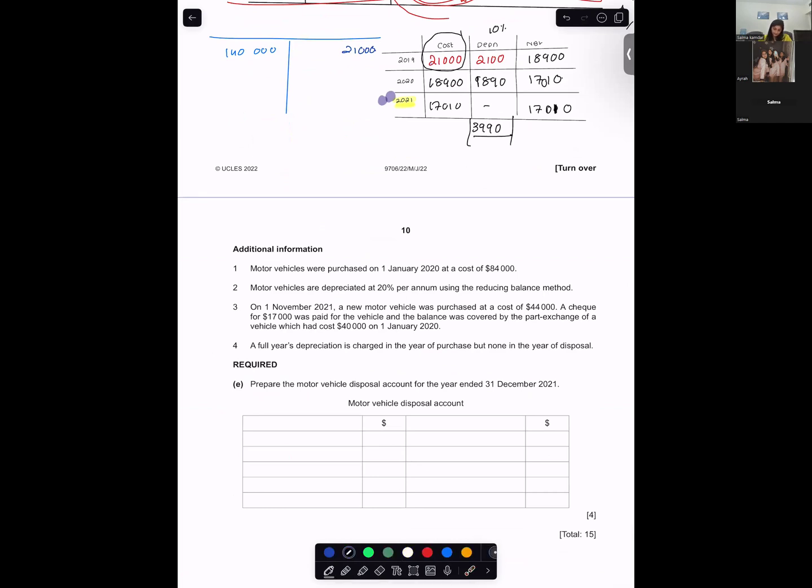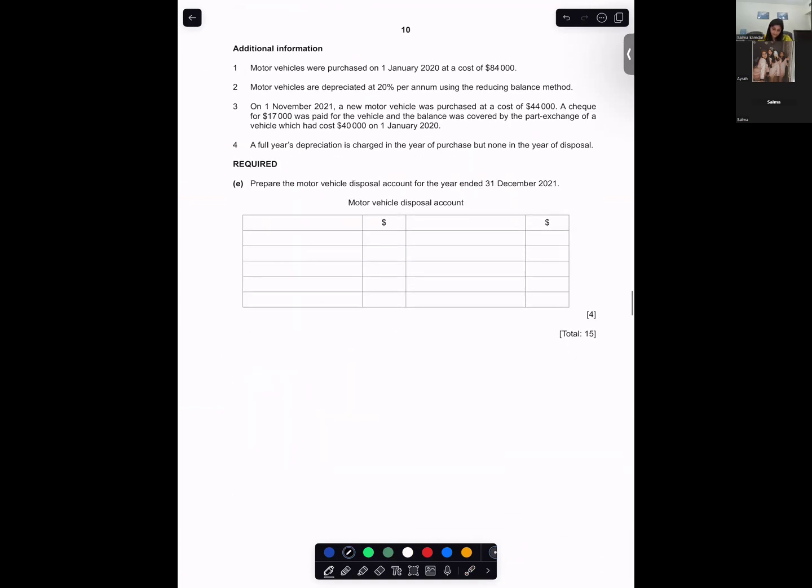Okay. Prepare the motor vehicle disposal account for the year ended 31st December 2021. Motor vehicles were purchased on 1st January 2020 at a cost of 84,000. Depreciation policy is what? A full year depreciation is charged in the year of purchase, but none in the year of disposal. Okay, reducing balance method. In 2021, you have purchased a new motor vehicle.